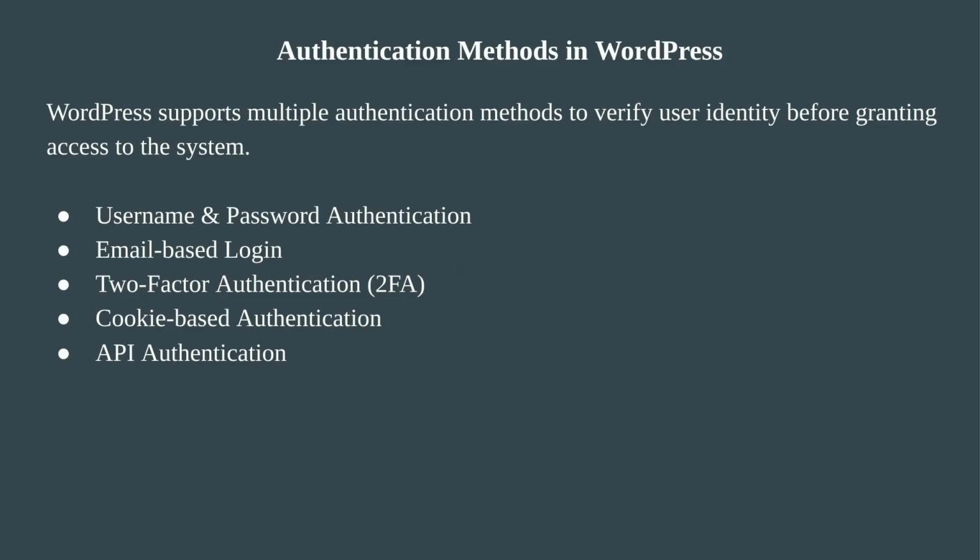Authentication methods. WordPress supports several authentication methods. The most common method is traditional username and password authentication. In some cases, users may also log in using their email address instead of username. Many websites also implement two-factor authentication, which adds an additional layer of security by requiring a second verification step. WordPress also uses cookie-based authentication to maintain the session after login. In some advanced setups, WordPress sites also support API-based authentication for integration with external services.